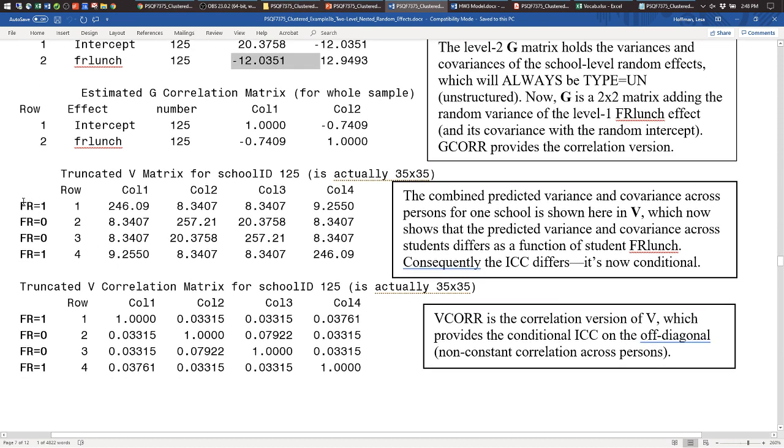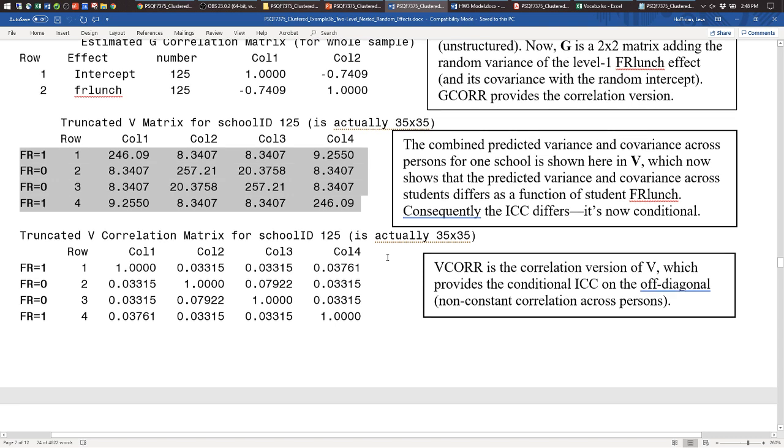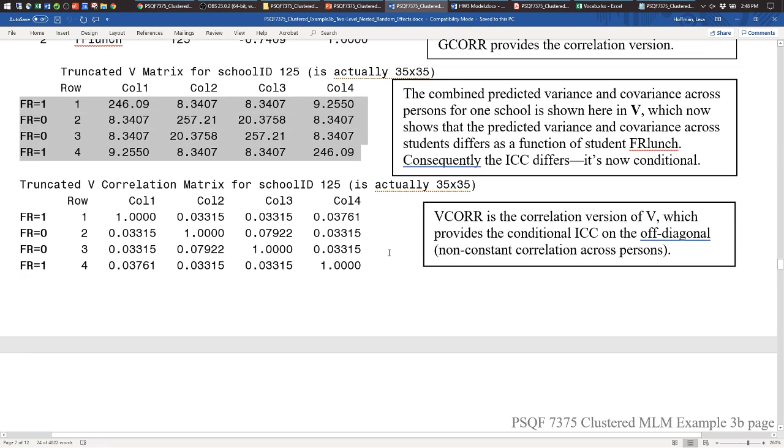So now, the V matrix for this one school, but it would look the same for other schools. This is a 35 by 35 matrix that describes the pattern of correlation, or variance and covariance in this case, across the 35 students from this one school. And I have labeled what each student's value of the predictor is.